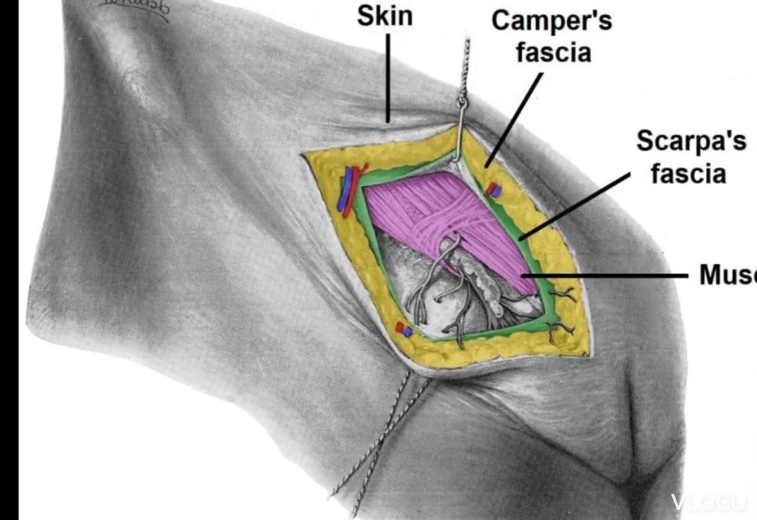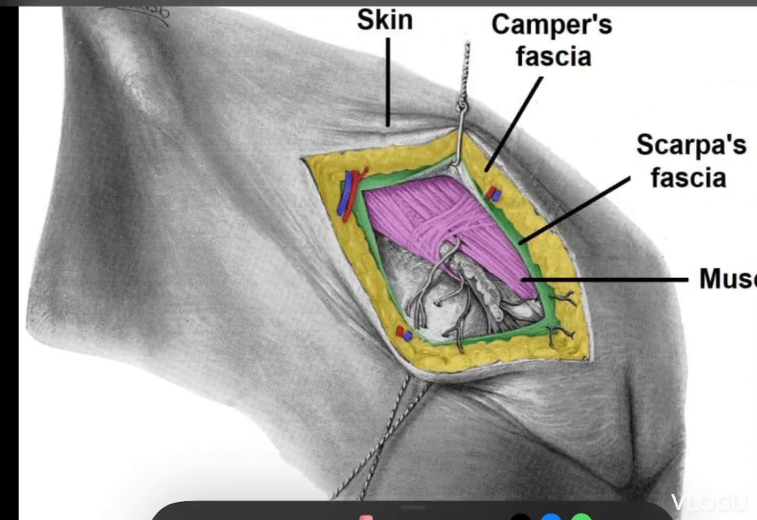Okay, so next we can see some abdominal layers. For doing surgery, if you want to make an incision, we have to know the abdominal layers. First we can see skin, next subcutaneous tissue, then after that Camper's fascia, then muscle, then Scarpa's fascia.